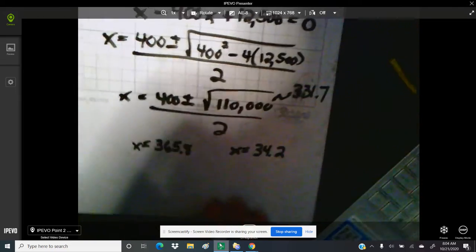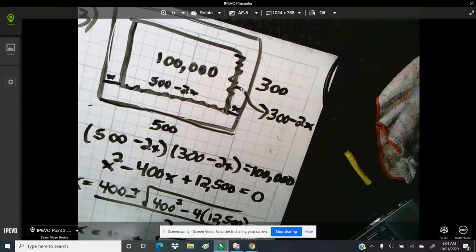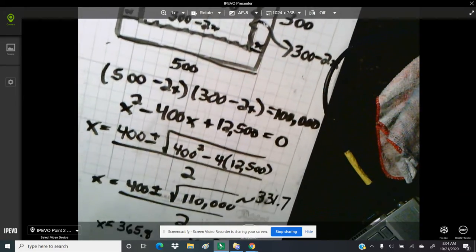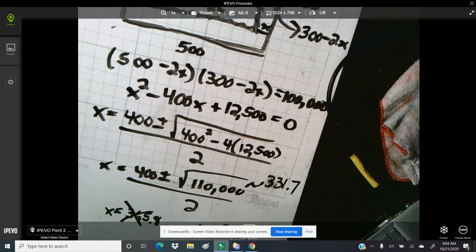Well, if you take a look at your picture, you're going to see that you can't possibly have this be 300, so you're going to delete this answer and just keep the 34.